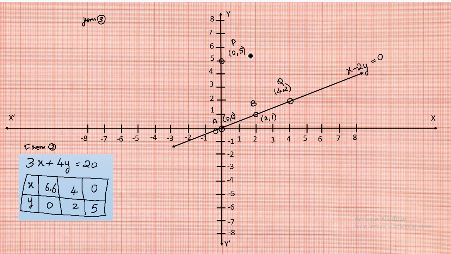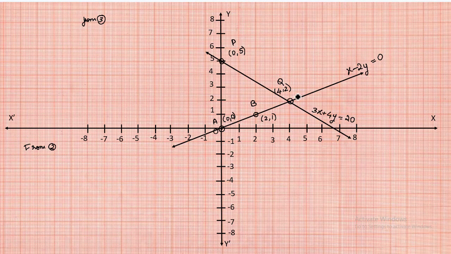Now let us join the two points P and Q, and let us draw a line representing the equation 3x plus 4y is equal to 20. This line represents the equation 3x plus 4y is equal to 20. So here you observe that the two lines representing the two equations are intersecting at the point (4, 2), right? So this is how we represent the two equations, x minus 2y equal to 0 and 3x plus 4y equal to 20 graphically. Okay, so this is how we solve example 1 and represent the whole situation graphically.